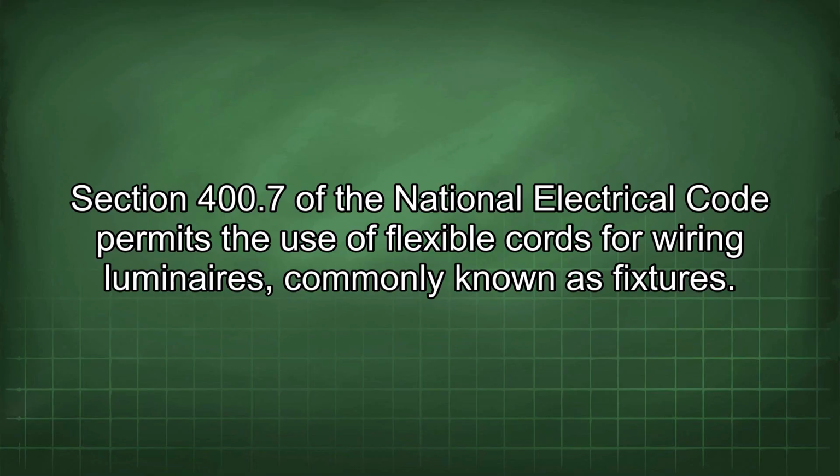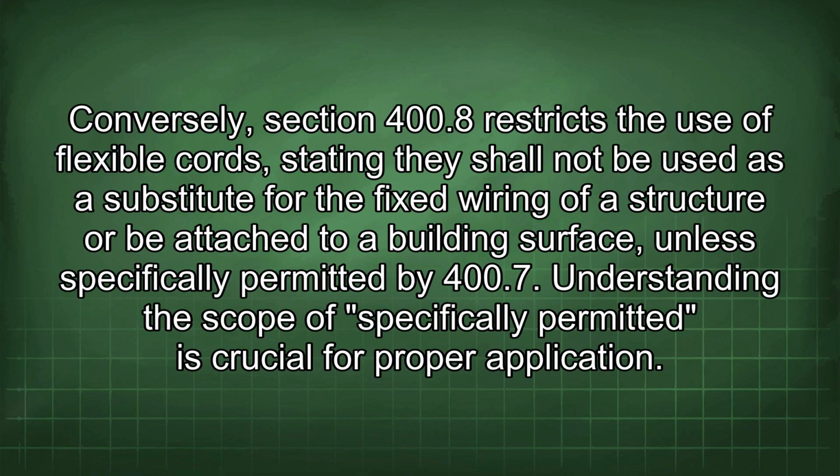Section 400.7 of the National Electrical Code permits the use of flexible cords for wiring luminaires, commonly known as fixtures. Conversely, Section 400.8 restricts the use of flexible cords, stating they shall not be used as a substitute for the fixed wiring of a structure or be attached to a building surface unless specifically permitted by 400.7. Understanding the scope of specifically permitted is crucial for proper application.